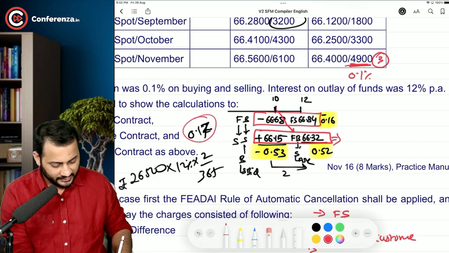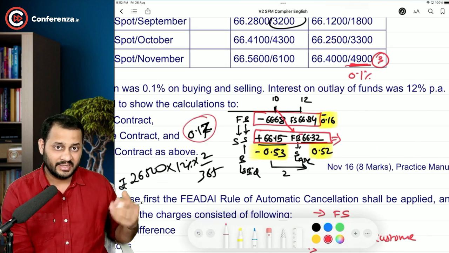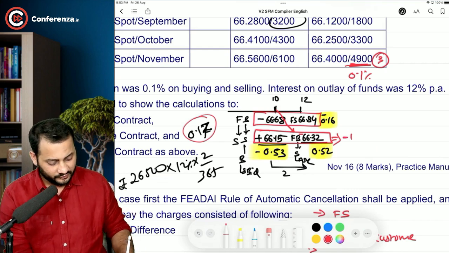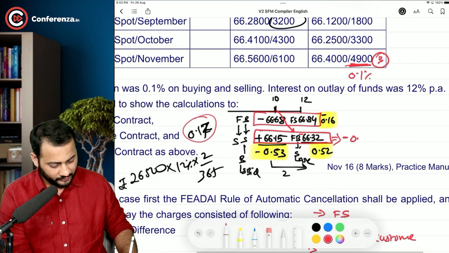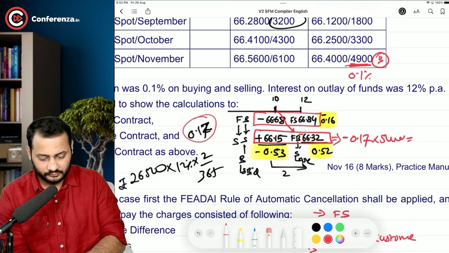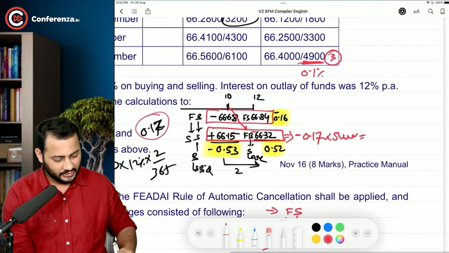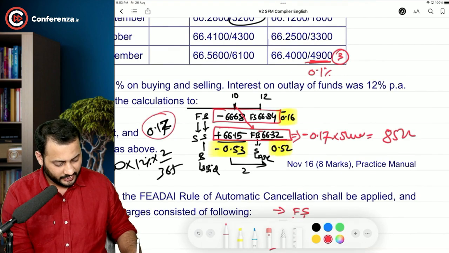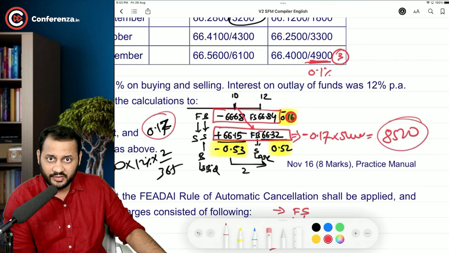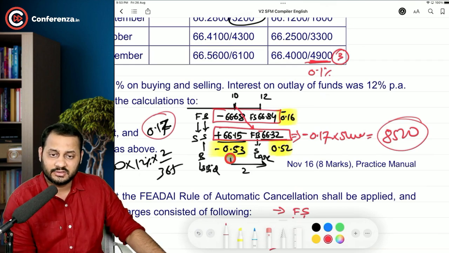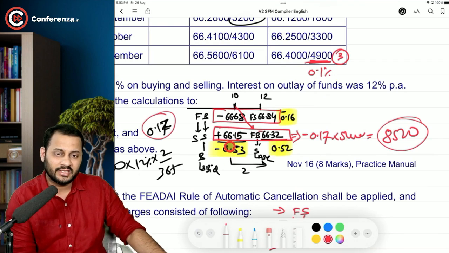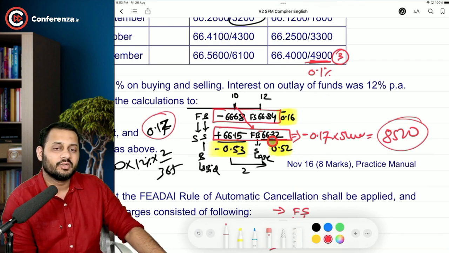66.32 you can see is an outflow. We are buying at 66.32 and selling at 66.15. That's a loss of 17 paisa. That will be called a swap loss into 50,000. That's 8,500. So by recovering 8,500 under swap loss, we will recover the profit, or we can say the cancellation charges on the cover cancellation and the swapping agreement as well.